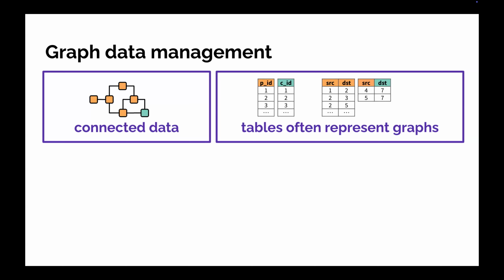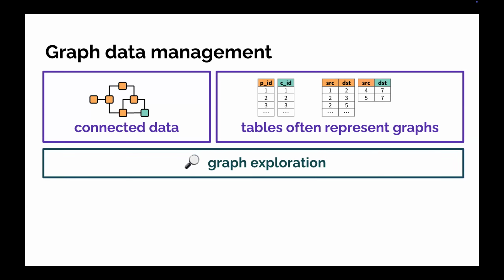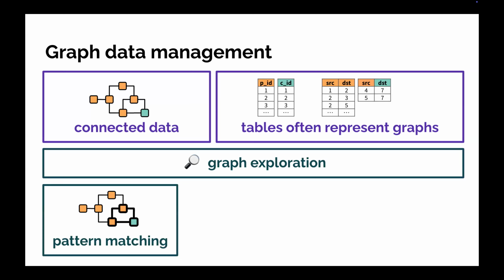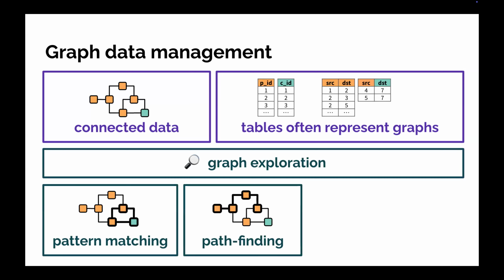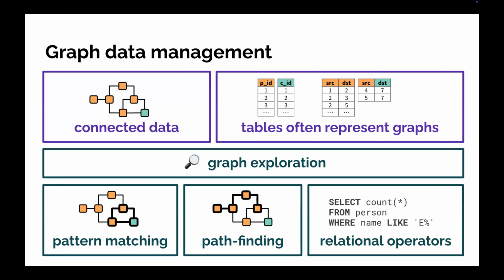And then there have been some survey papers on what people do over these graphs, graph exploration. And that's mainly three things. One is pattern matching, which is finding a pattern in your data. Another one is path finding, so finding the shortest path, for instance, between any two nodes in your graph. And finally, we still have the relational operators, so the aggregations, the filters, the joins. So those are the three main components.